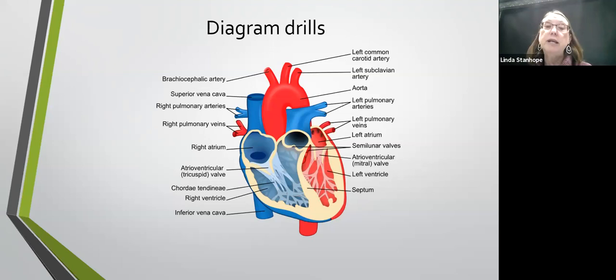The diagram drill the next day is going to be this heart. However, it will not have any terms listed on it. My kids will come in. I have the diagram drawn in a sleeve protector where the kids can write on it with a dry erase marker. I let them work in pairs because I think that's a really productive way for them to do that. And they get to list as many of them as they can remember from the day before in the first 5 minutes of class.